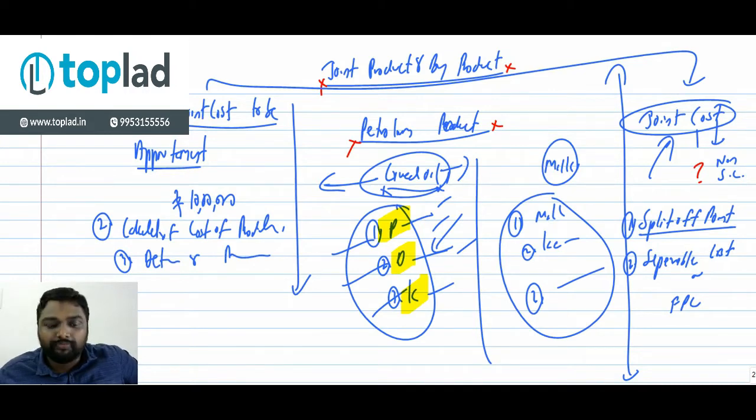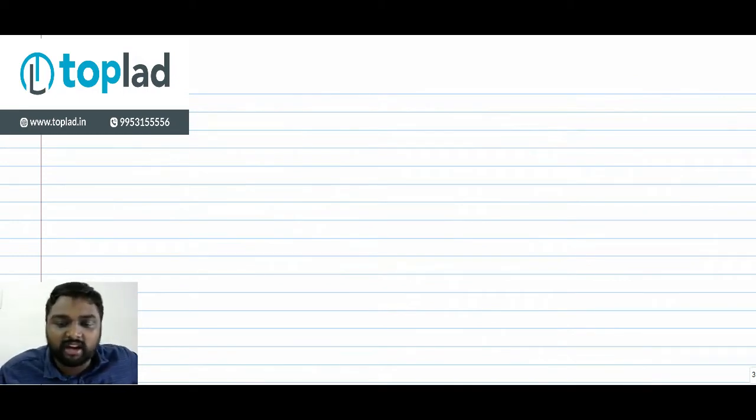Are you ready? So we were discussing under joint cost mainly how the joint cost has to be apportioned, then calculate the cost of production, and determine the selling price. First we discussed the meaning of joint cost: the common cost incurred up to the level of split off. The costs incurred after the split off point are called separable cost or further process cost.